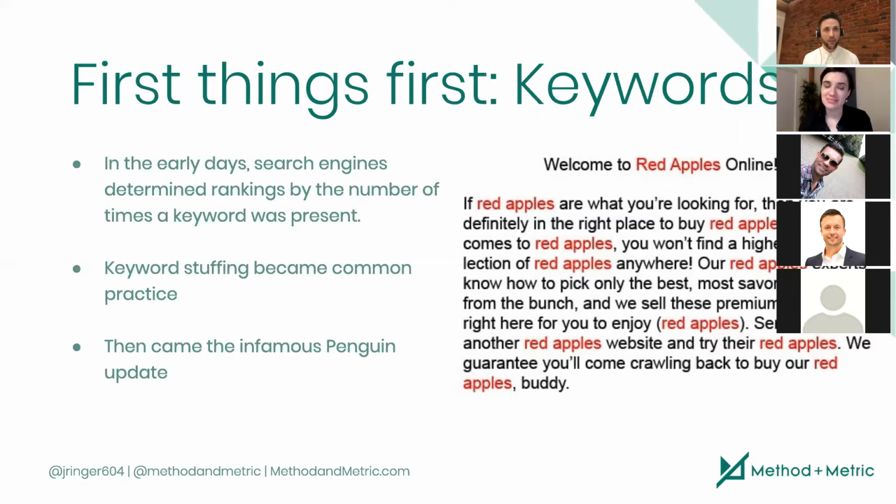If you wanted to rank for red apples, all you needed to do was stuff it in wherever you could find it, and be done with it. But as this became overused and abused, Google released in about 2008 the infamous Penguin update, which effectively made this tactic obsolete and introduced keyword density as a metric or a way to understand the content.